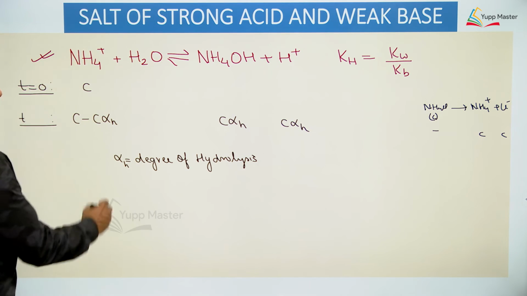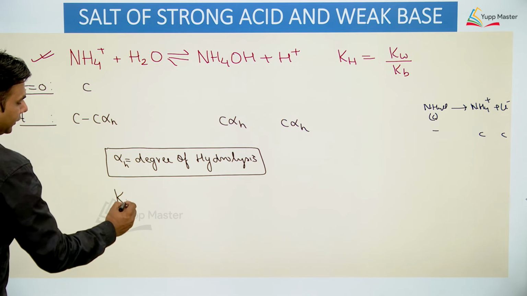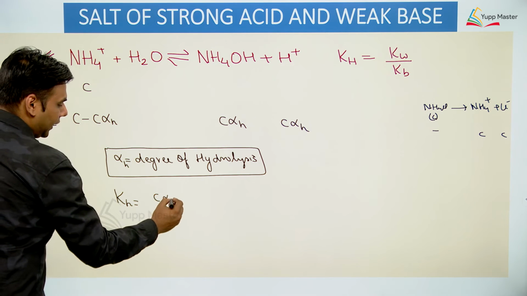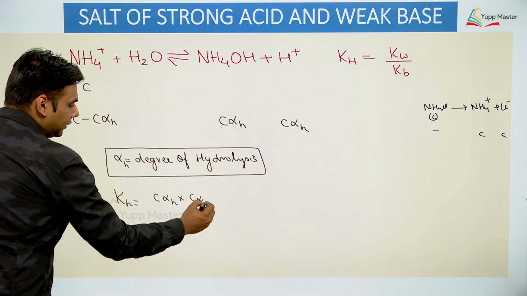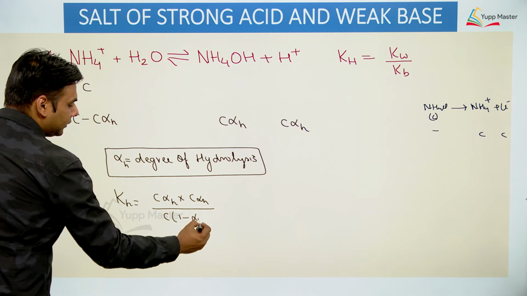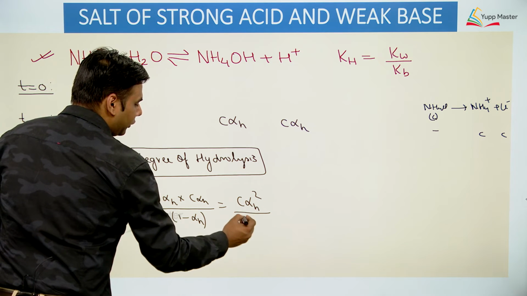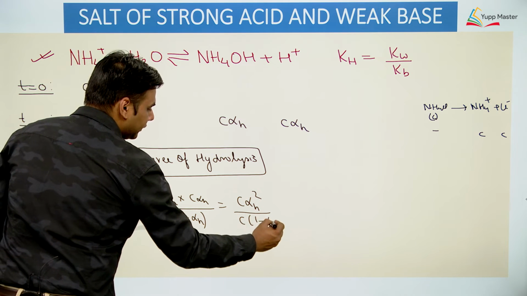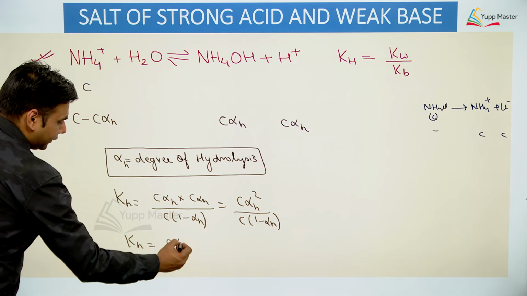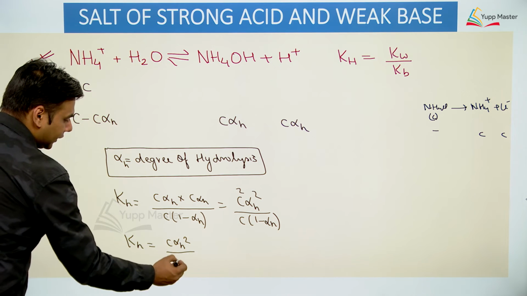So if we plug these values back into KH, KH we know is the concentration of this into the concentration of this, that is C alpha H into C alpha H divided by C into 1 minus alpha H. So we get this as C alpha H square upon C into 1 minus alpha H. So basically KH will be equal to C alpha H square upon 1 minus alpha H.